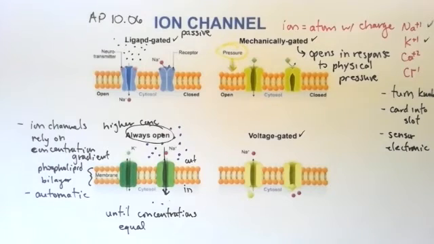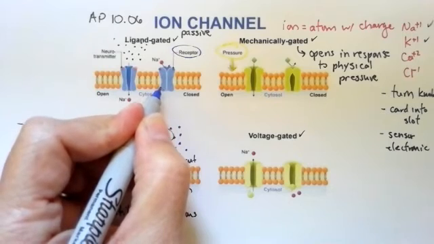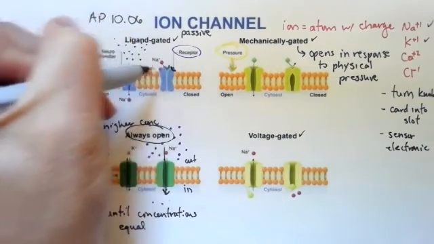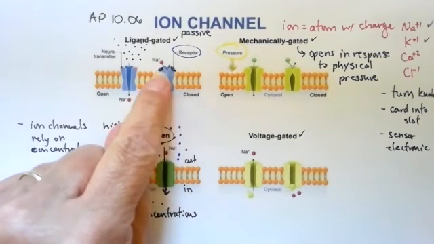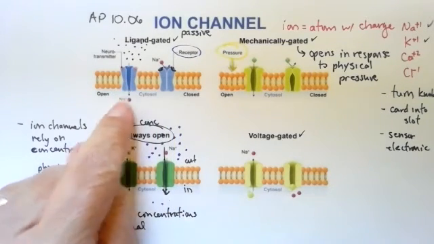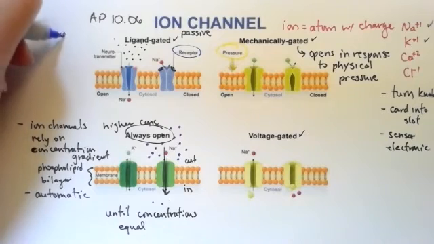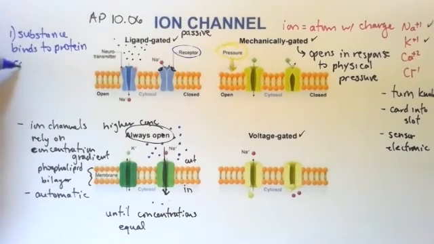All right, well, let's go to ligand gated next. And you'll notice here it says I have a receptor. So on a ligand gated membrane protein, we have receptor sites, and I'm going to outline those in black. When a substance binds to these, it opens the door. So for a ligand gated membrane protein, a substance binds to the protein, causing it to open.